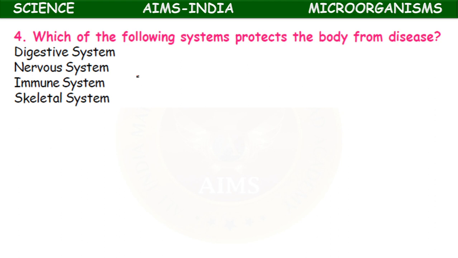Which of the following systems protects the body from disease? Here what are the systems given? Digestive system, nervous system, immune system, skeletal system. So the answer is immune system. The system which protects the body from disease is the immune system.